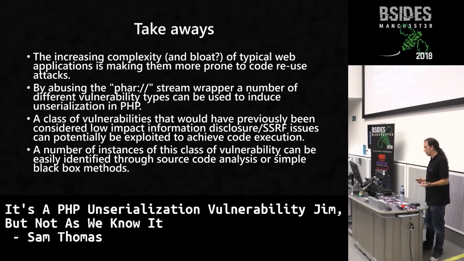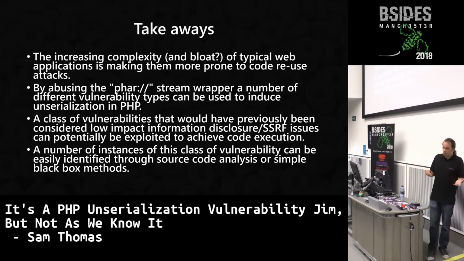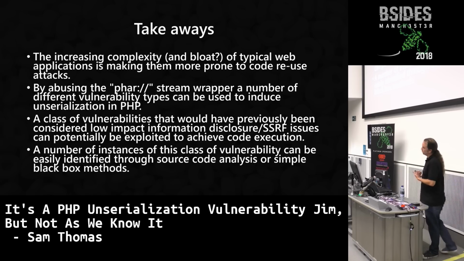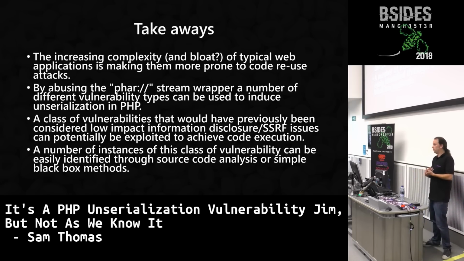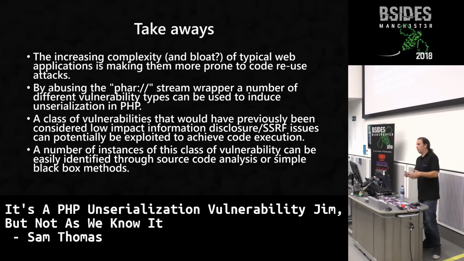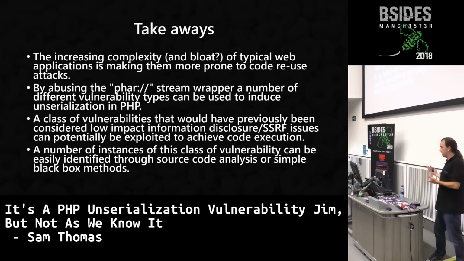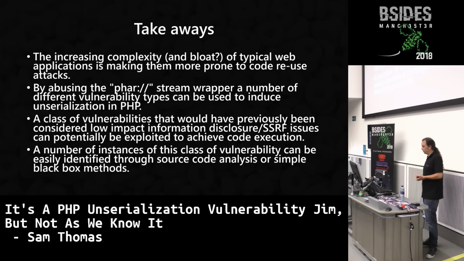By abusing this stream wrapper, we can exploit a number of different vulnerabilities, so XXE, SSRF. Certainly if certain settings are set, for instance allow_url_fopen set to false on PHP, some of these issues you probably wouldn't even pick up, and you would certainly report them as very low impact on a pen test. Now, hopefully, you realise they can be used to trigger code execution. And hopefully I've made it clear there are easy ways to identify the issues, either looking at source code or with black box methods.